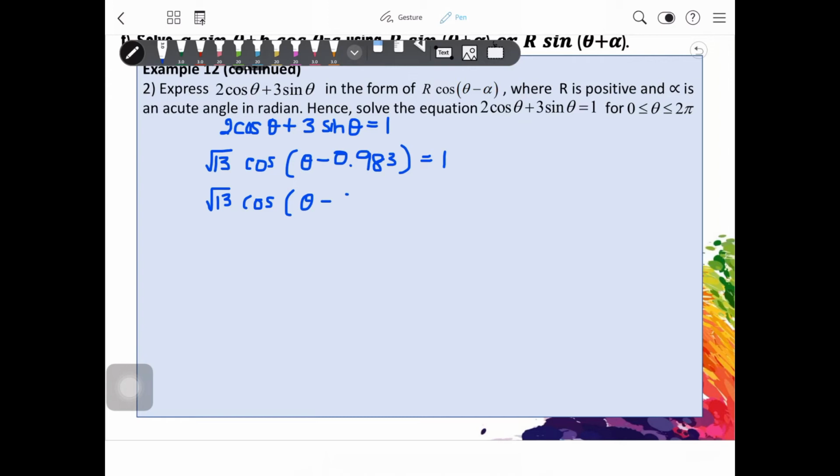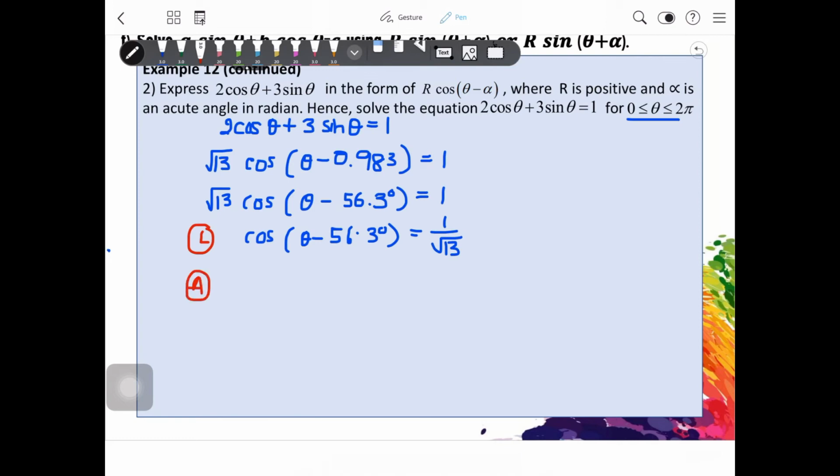So this is going to be 56.3 degree. But make sure you remember to change it back to radian at the end. So I will get cos theta minus 56.3 degree is equals to 1 over square root of 13. Please notice that this is actually the first step of LARCA again.